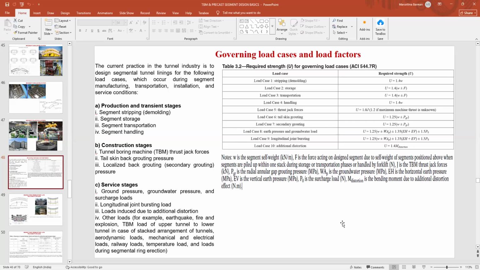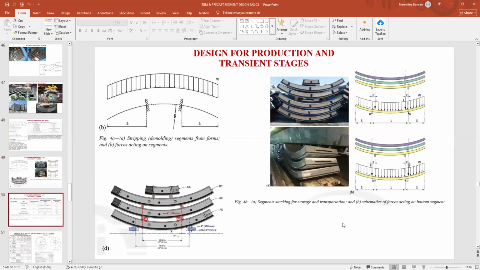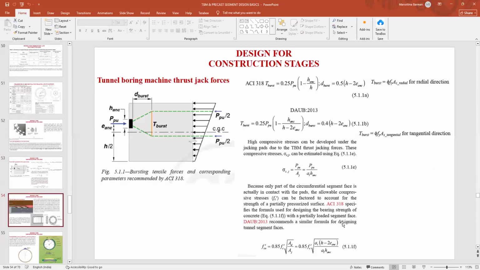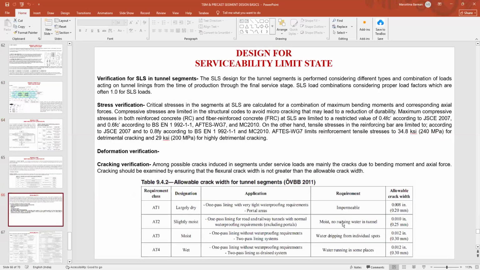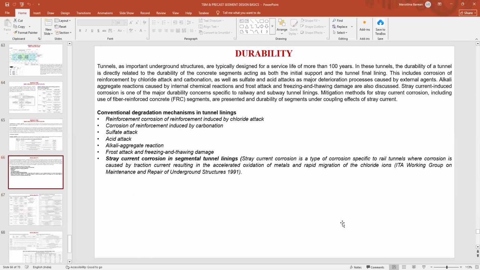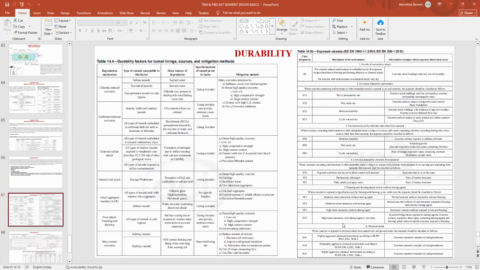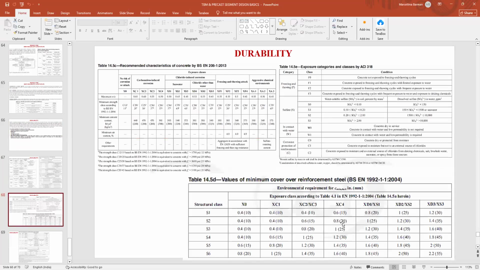But whether it is 100 years or 120 years, you need to check the exposure that I show you here. For durability, one of the main things is that the reinforcement should not get corroded by chloride attack, carbonation, sulfate, acid and alkali reaction, or frost attack or stray current protection. All these things you need to check as per the British codes or the EN codes to see what your durability limit is. According to the durability limit, there are different exposure classes. So what is your particular exposure class?